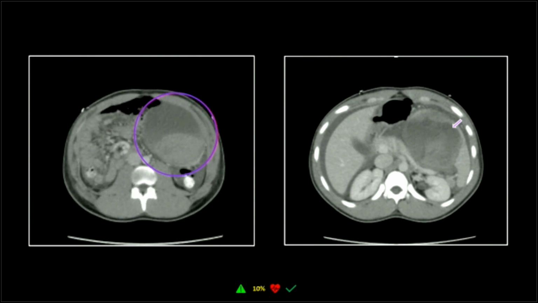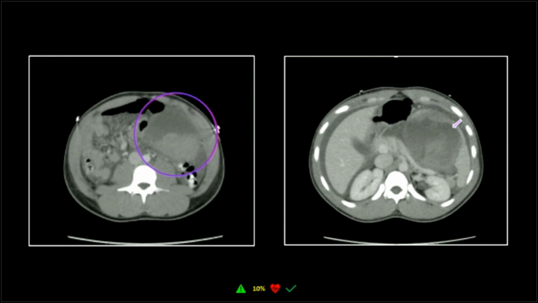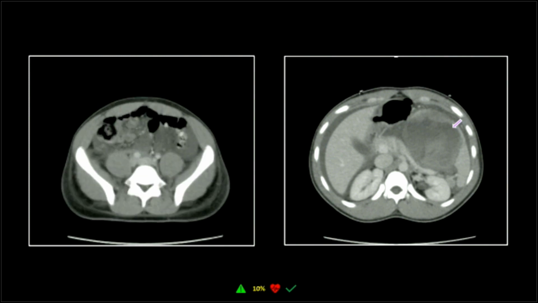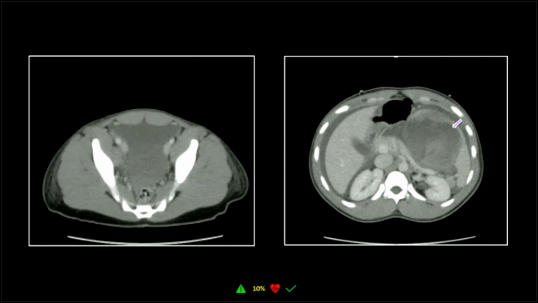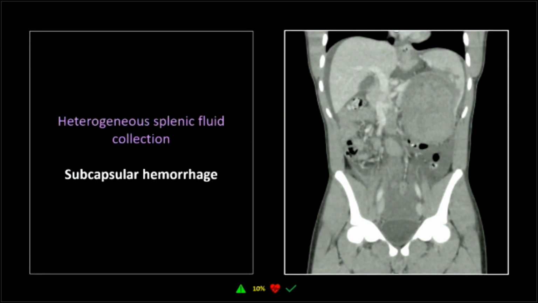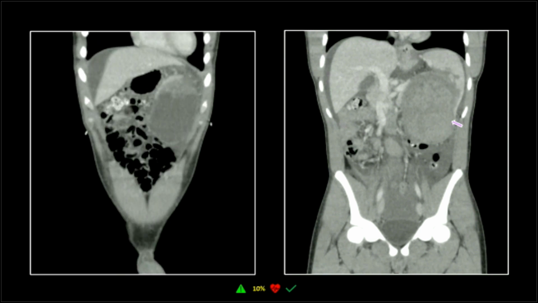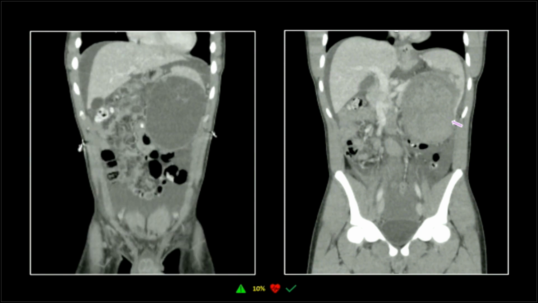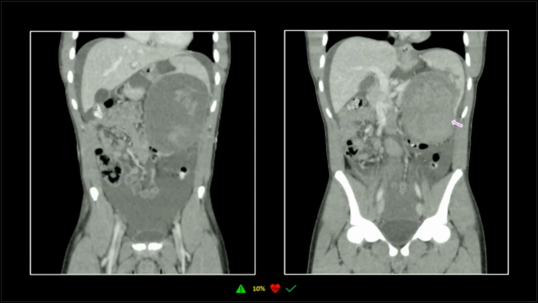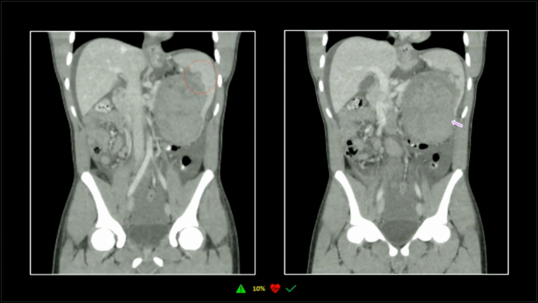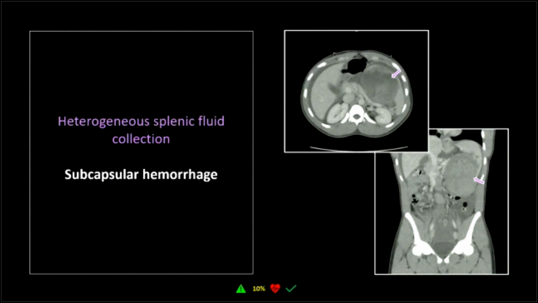and that claw sign. On the coronals, it's just amazing. It extends all the way down into the pelvis. But it's for the most part contained. He definitely does have some peritoneal fluid, but look at the size of that. And you can really see the splenic laceration on the undersurface of the spleen there. All right, so that is a subcapsular splenic hematoma.